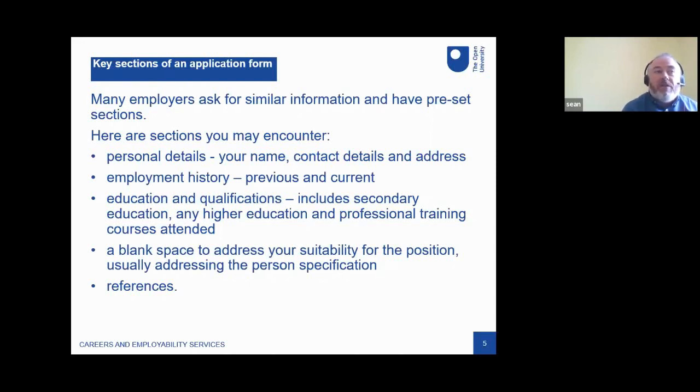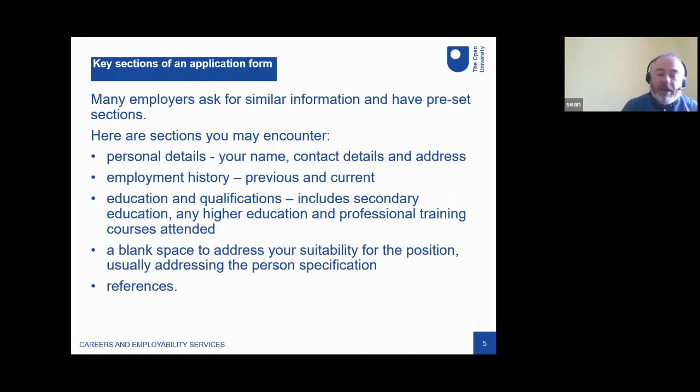The next section on application forms would be the employment history. This usually takes the format of your most recent or current job first, and then you work backwards in time. That's similar for your education and qualifications. So it's your most recent qualification first and you work backwards. If you were studying with the Open University, that would come first, and then you would move back through the different levels of your secondary school or any professional training courses, etc., attended.